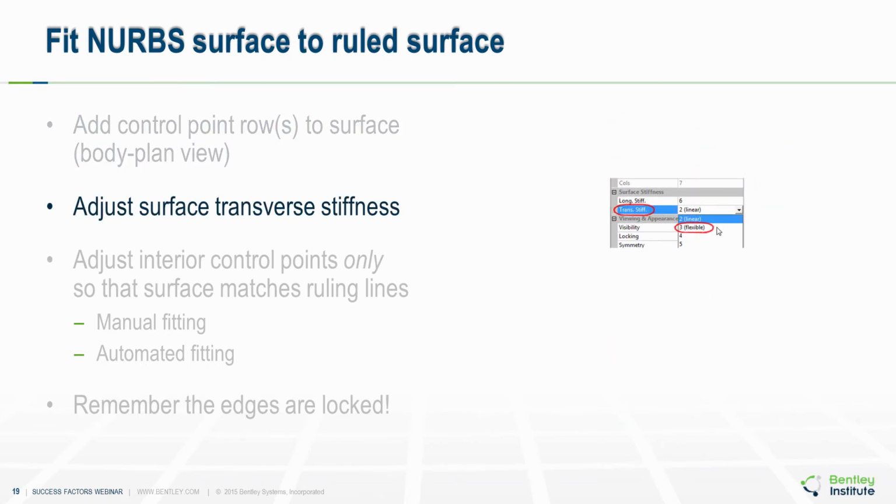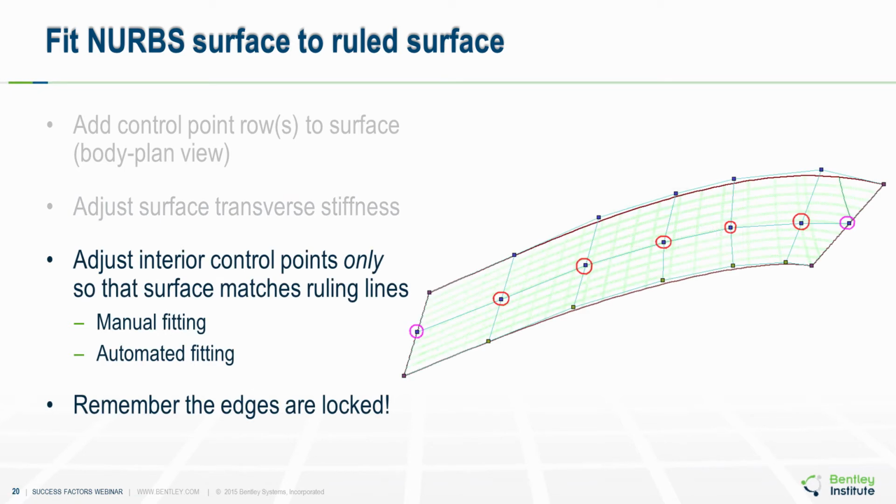We then need to adjust the transverse stiffness of the surface, because previously it would have been linear. Now we've added a control point row, we can make it flexible, or if we'd added 2 control point rows, we could make it stiffness 4. So now we've added the control point row or rows, we can adjust the interior control points only, so that the NURBS surface matches the ruling lines.